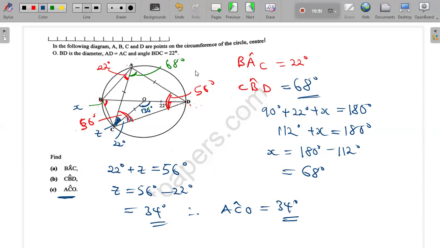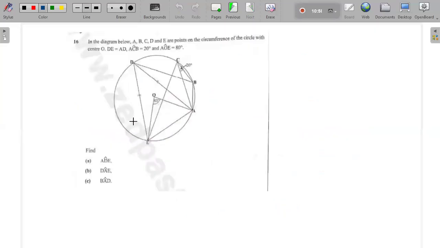All right, so the next one is, in the diagram below, they're saying A, B, C, D, and E are points on the circumference of the circle with the center O. So the center is O, and we have the points, as they've said, A, B, C, D, E. And then you have DE is equal to DA, and they've indicated that by these marks here.